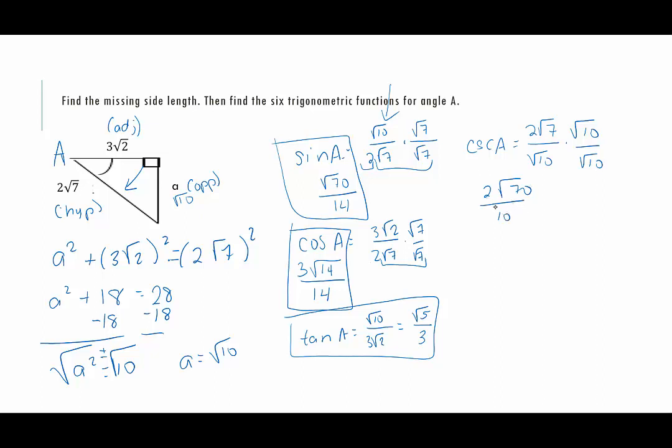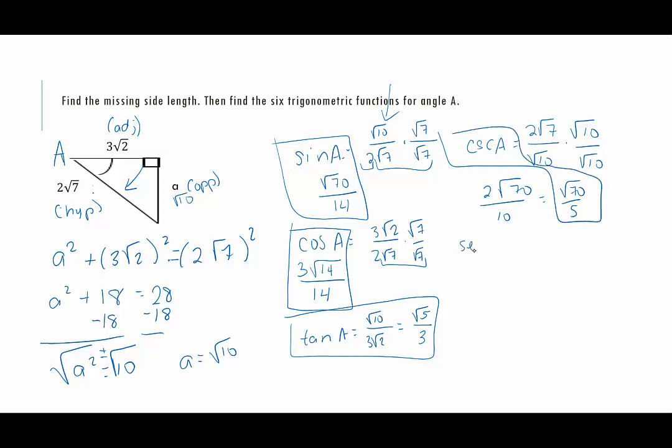And now we have one extra step because 2 and 10 have a common factor. They both are divisible by 2, so I'm going to divide them both by 2, and we end up with the square root of 70 over 5. So this is our cosecant A. I'm just going to put a box around it.